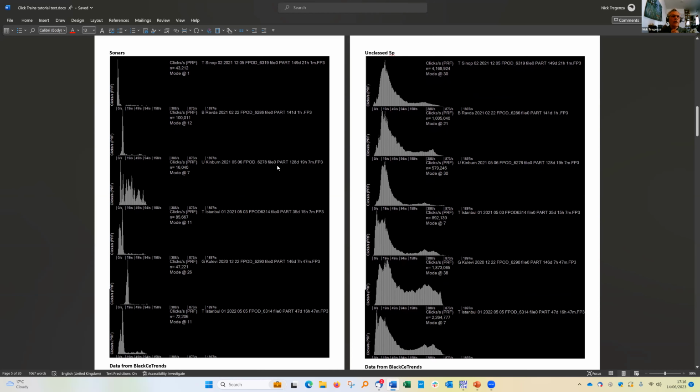If we look at the sonars, we get obviously a very different pattern of click rates, mostly a very narrow distribution at very low rates. This one, there's actually a wider spread there. I can't immediately recall what that was about, but those are sort of typical sonar distributions.